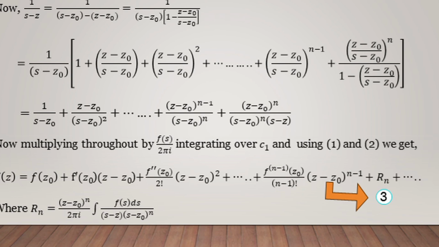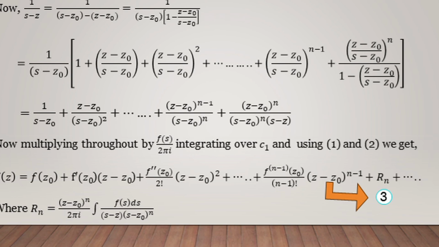So now with this equation we will get 1 by s minus z0 plus z minus z0 by s minus z0 the whole square plus etc. plus z minus z0 power n minus 1 divided by s minus z0 power n plus z minus z0 power n divided by s minus z0 power n into s minus z. Now let us multiply the equation throughout by f of s divided by 2 pi i and integrate over C1 using the equations we named as 1 and 2.